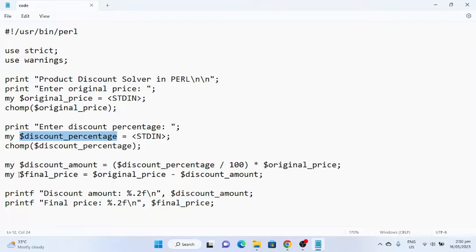To compute the discount, we have here $discount_amount equals discount percentage divided by 100 multiplied by the original price. And then the final price is $original_price minus $discount_amount. So we have here the display to two decimal places: the discount amount with our variable $discount_amount, and the final price with %.2f $final_price.